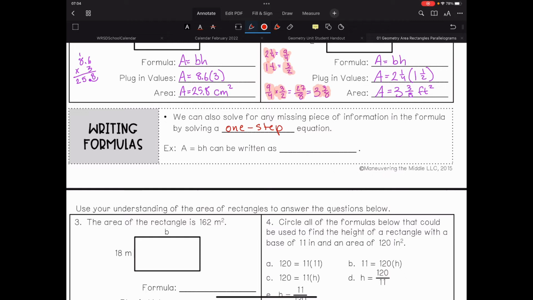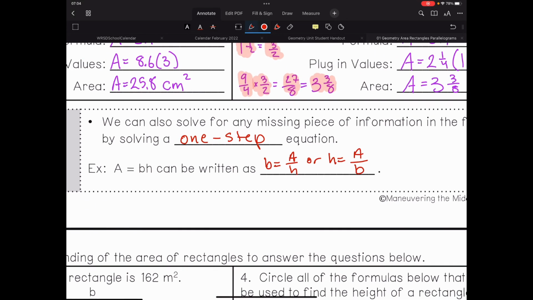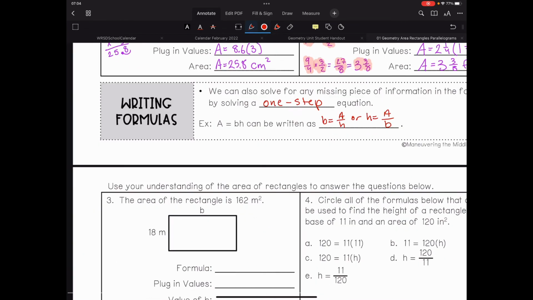So if we're looking for the base, but we know the area and the height, we can find the base by taking the area and dividing it by the height. If we're missing the height, but we know the base and the area, we can divide the area by the base. These will make more sense on the next problem. So let's have a look at that next problem.